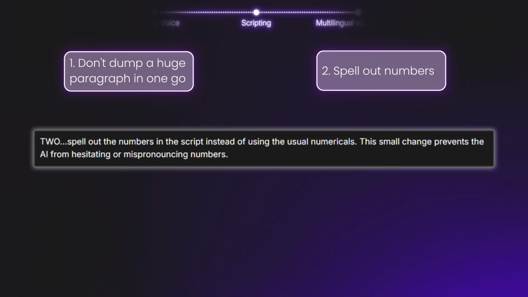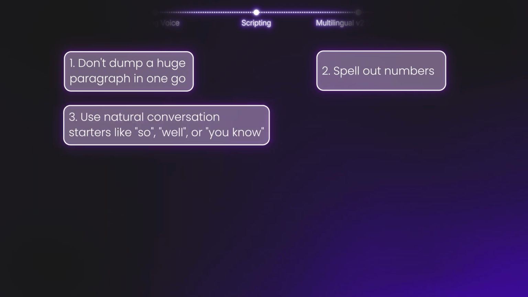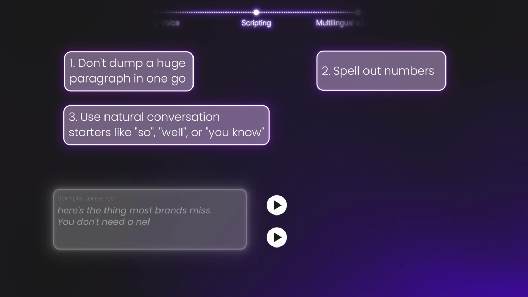Two, spell out the numbers in the script instead of using the usual numericals. This small change prevents the AI from hesitating or mispronouncing numbers. Three, use natural conversation starters like so, or well, or you know. Throwing in a casual opener can make the voice feel more conversational, and you can always cut it out in editing if needed. Here is a quick example.